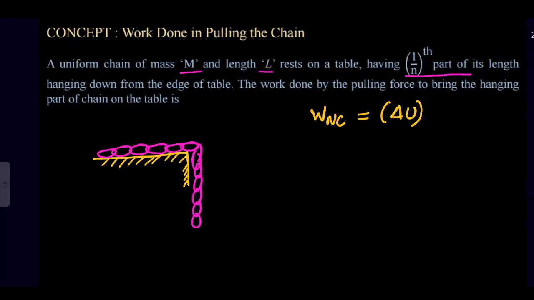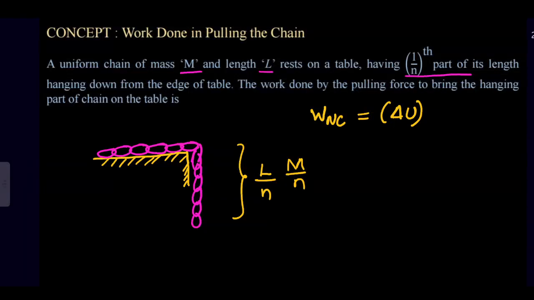Now, the total mass is M. Some part is hanging. How much is hanging? L by N is hanging. So this length I can write as L by N of the total length L. The total mass is M, so can you tell me the mass of the hanging part? That is M by N. Hanging mass.